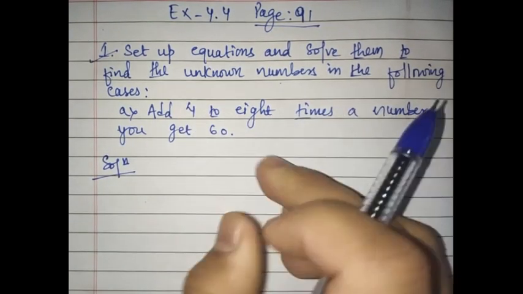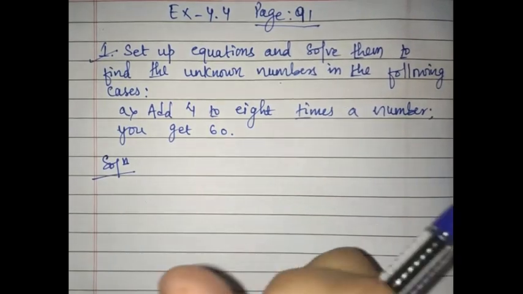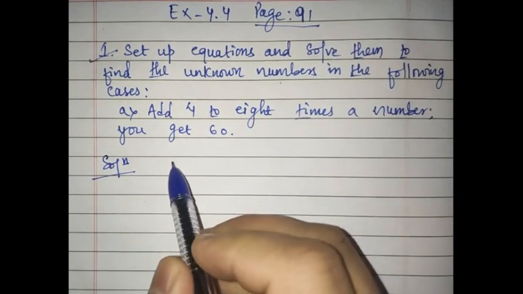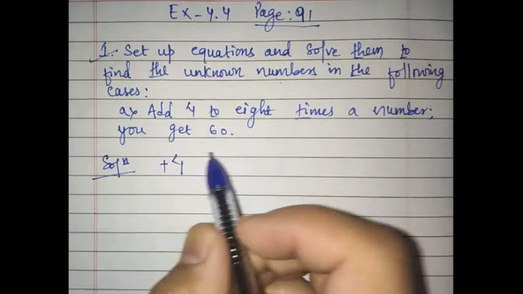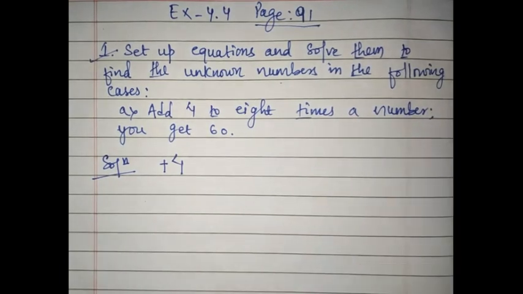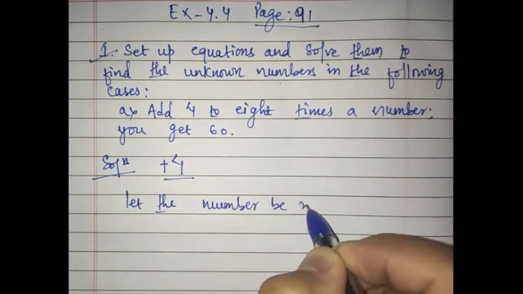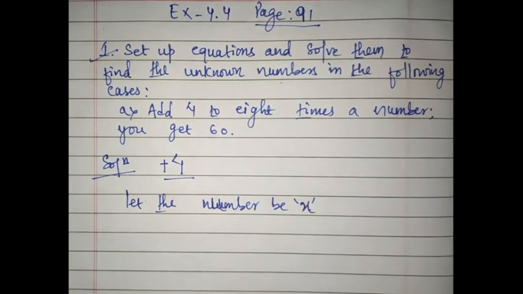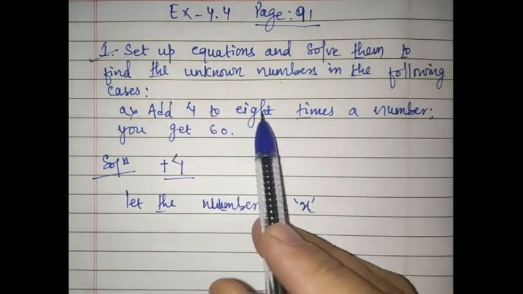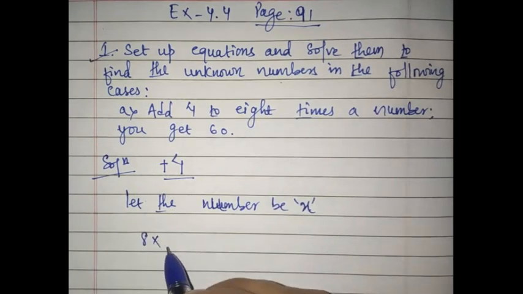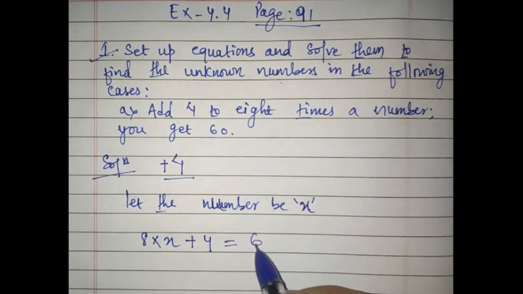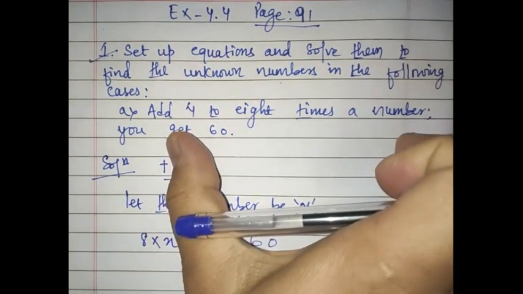First of all, you have to read the question properly, and you have to frame an equation. Okay, so add 4 to 8 times a number. You have to add 4 to which number? 8 times a number. So some number is given, you have to add this 4 to that number. Okay, so let the number be x. We don't know what that number is, but we are letting that number be x. So add 4 to 8 times a number. The number is 8 times, okay, 8 into x. So in this 8 times a number, you have to add 4, so that you will get 60. The question is this, and I have framed my equation here now.